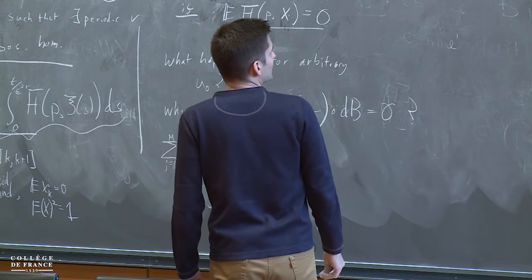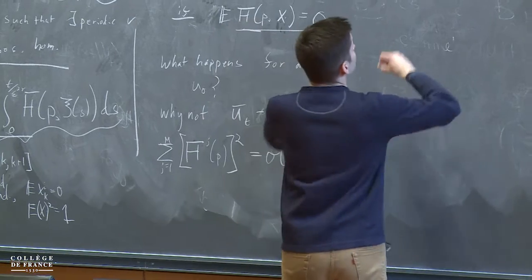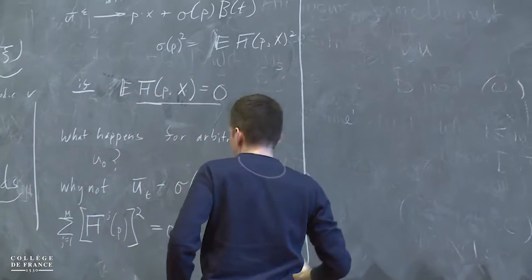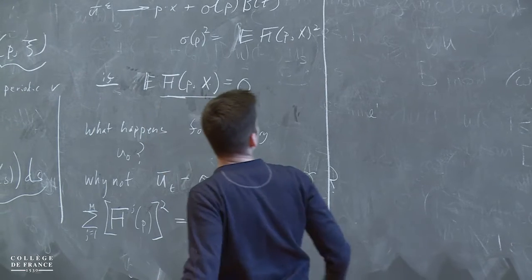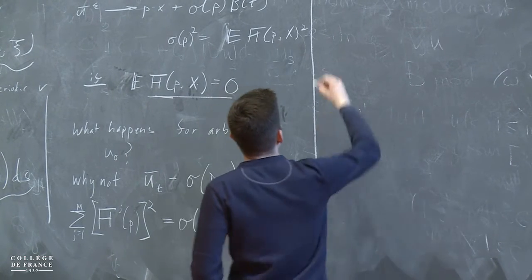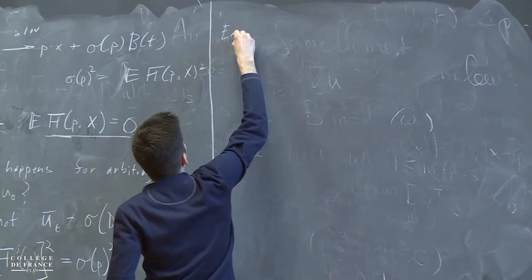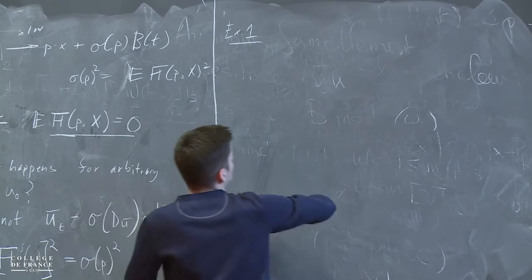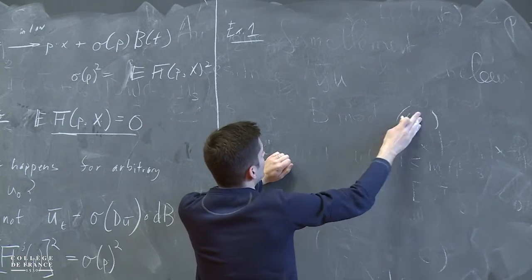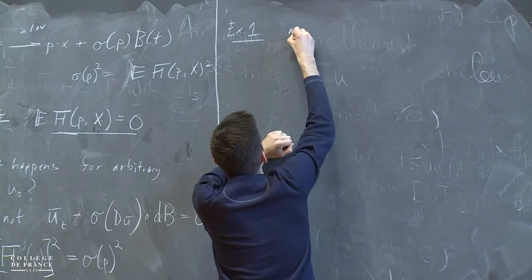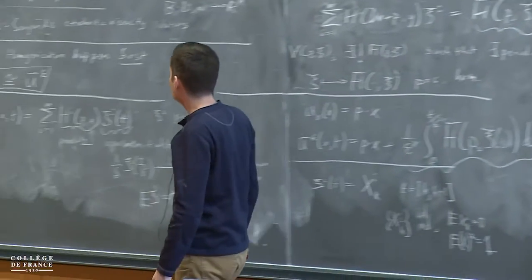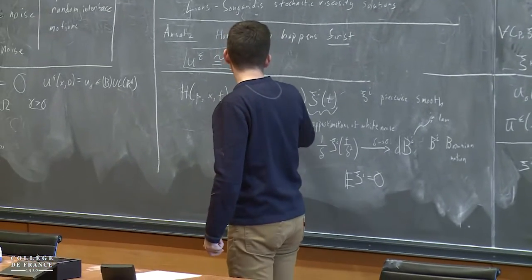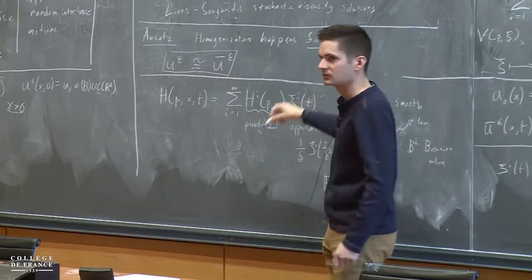And so I'm going to do this again with some examples. So first, let's look at the first example. The first one is extremely easy, actually, at least easy to say what happens. And that's when little m is equal to 1. So that's when my Hamiltonian is given by a single Hamiltonian times a single source of noise.